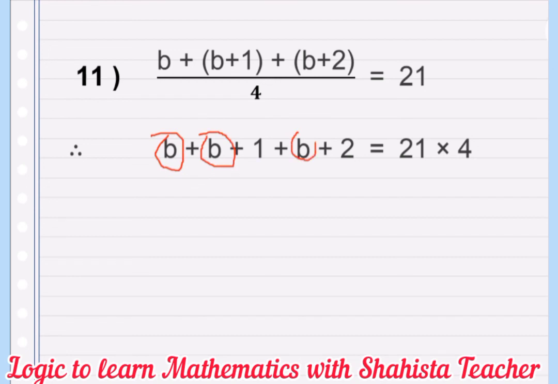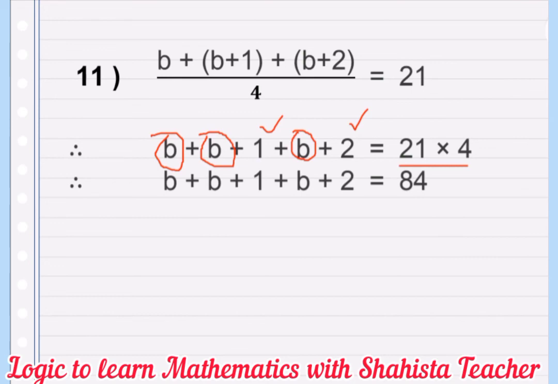So b plus b plus b, how many b? 3b. So 3b plus 2 plus 1, that is plus 3. So 3b plus 3 is equal to 21 into 4, which is 84. How many b's are there? 3 b's, plus 2 plus 1 is 3. Okay, 2 plus 1 is how much? 3. So 3b plus 3 is equal to 84.